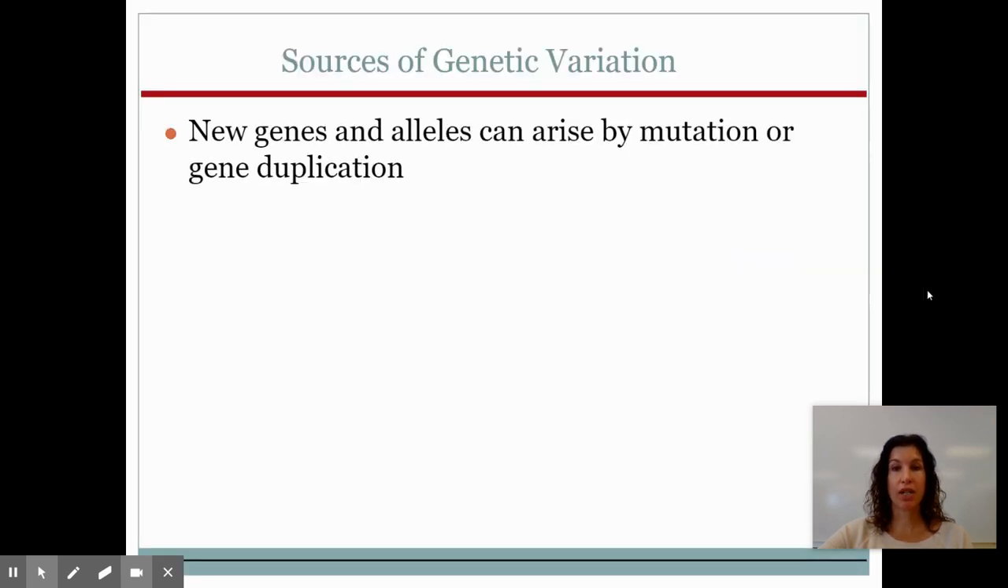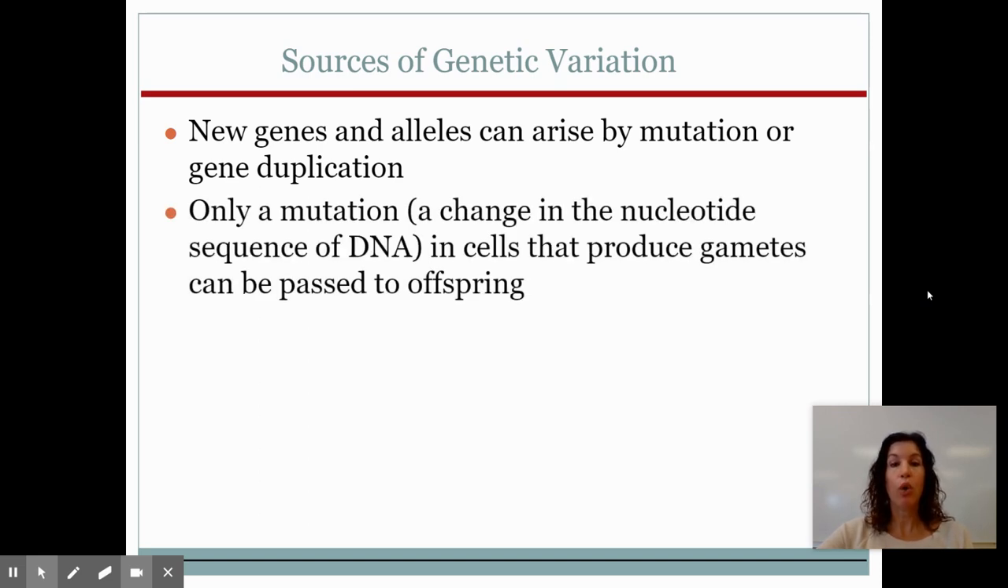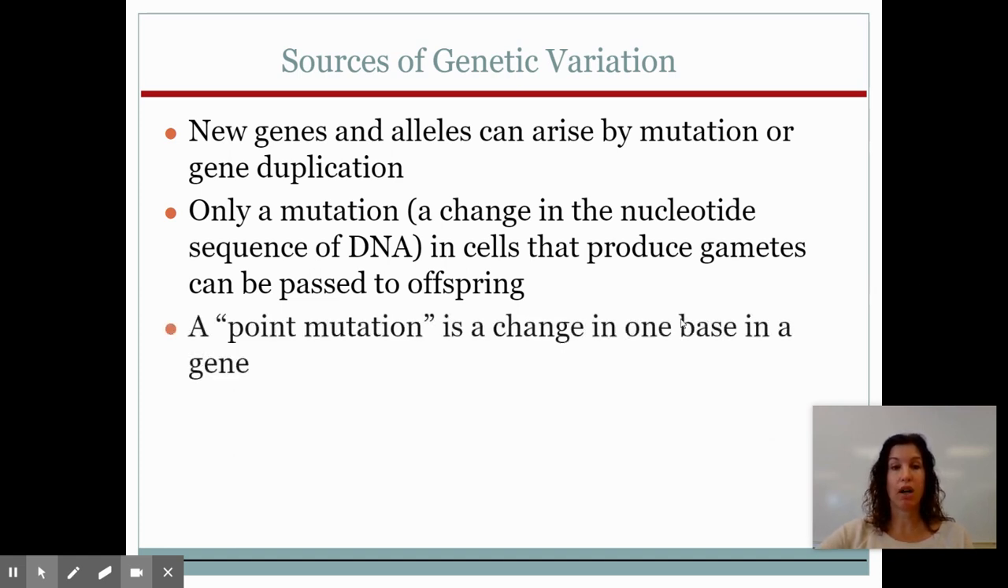All right, sources of genetic variation. New genes and alleles can arise by mutation or gene duplication. Only a mutation in cells that produce gametes can be passed on to offspring. That's really important. Only a mutation that occurs in cells that are going to undergo meiosis can be passed on to offspring.